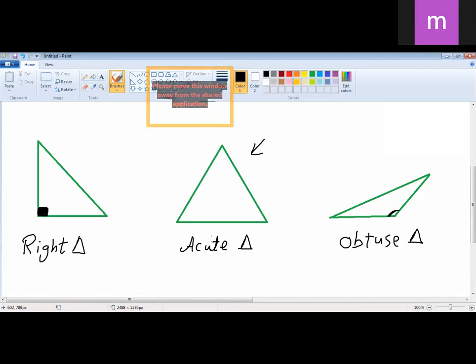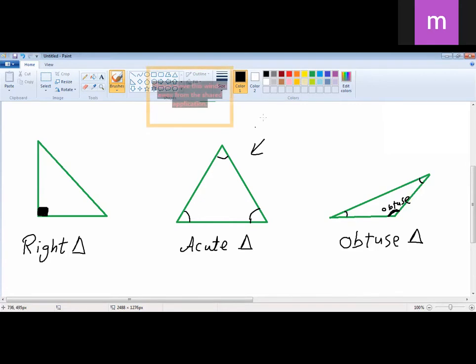The second case, all of them are acute angles inside. If you remember the acute angle, less than 90. So this is an acute triangle. The last case, we have one obtuse angle inside, so we have to say it's an obtuse triangle. And of course, these two angles are acute, and this one is an obtuse angle. So this is an obtuse triangle.